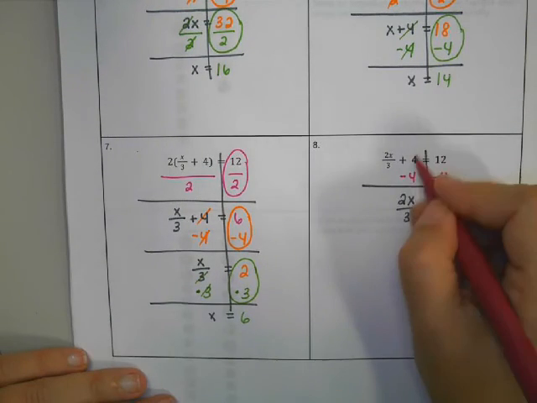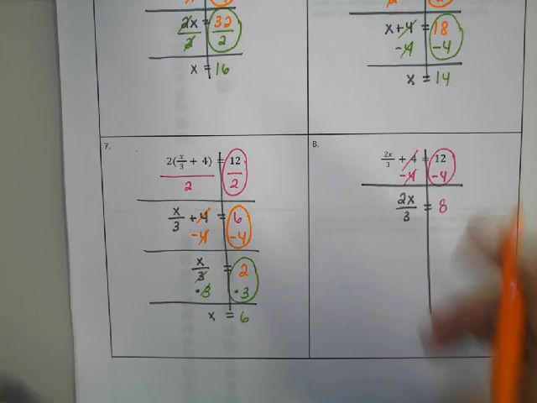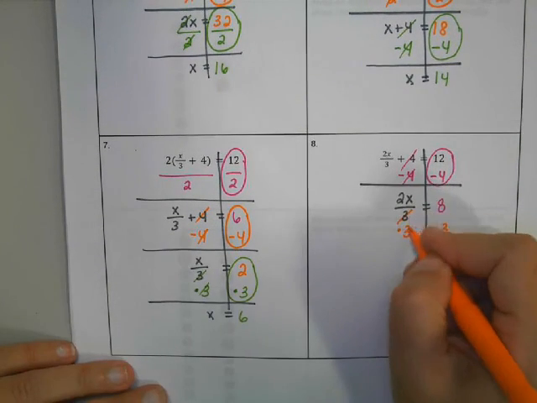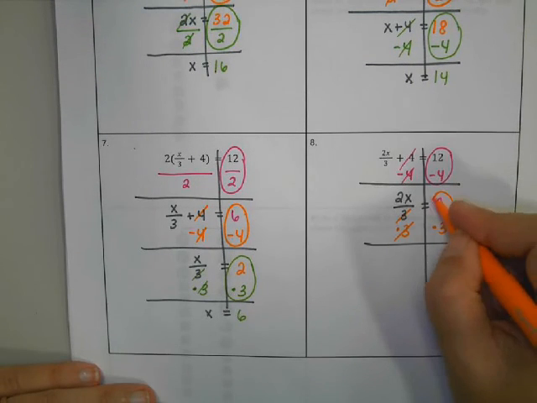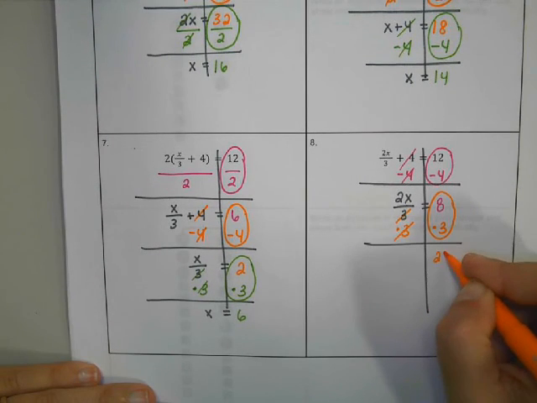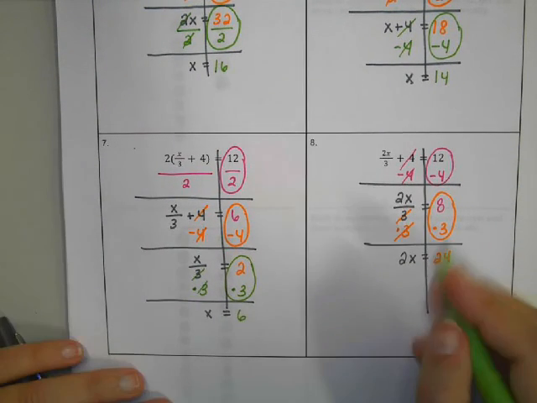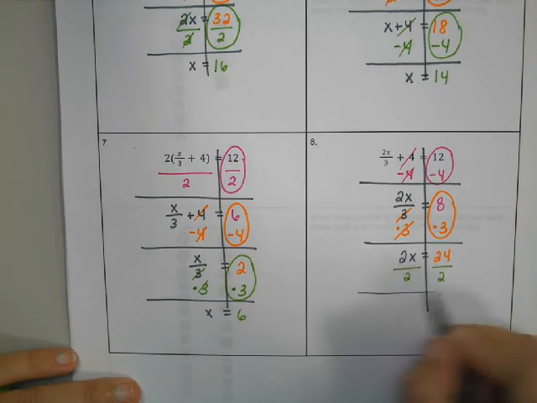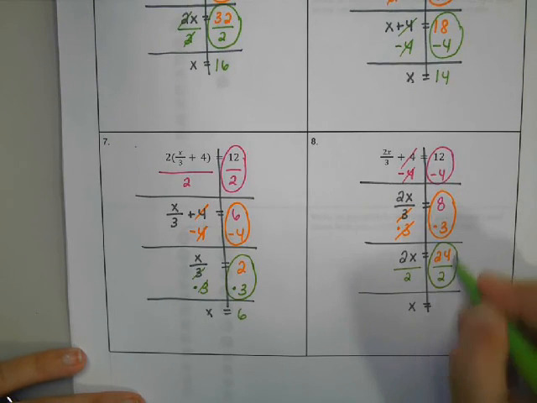Now, the 4's cancel, and 12 minus 4 would be 8. I'm going to multiply by 3 on both sides in order to undo the division. And 8 times 3 would be 24. I'm going to go ahead and drop down my 2x. Last but not least, I'm going to divide by 2. And I get x equals 24 divided by 2, which makes 12.